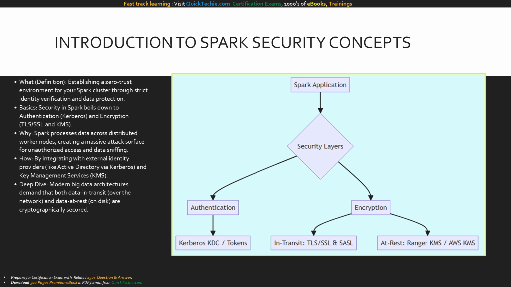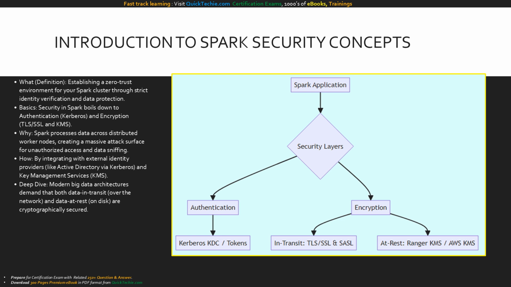The two pillars we will master today are authentication and encryption. Authentication ensures that only verified users and services can talk to your cluster, and we achieve this using the industry standard, Kerberos. Encryption ensures that even if someone intercepts your data over the wire or steals a physical hard drive, the data is unreadable gibberish. By the end of this session, you'll know how to configure both.